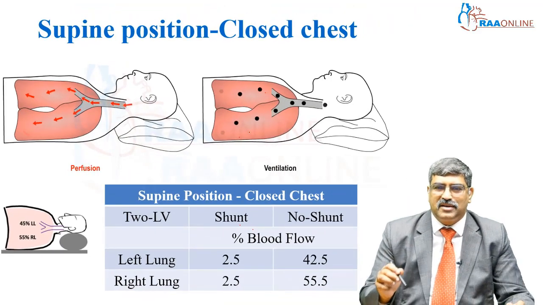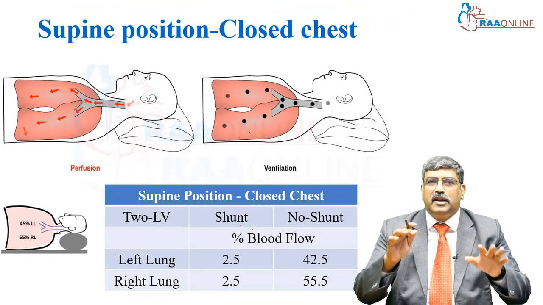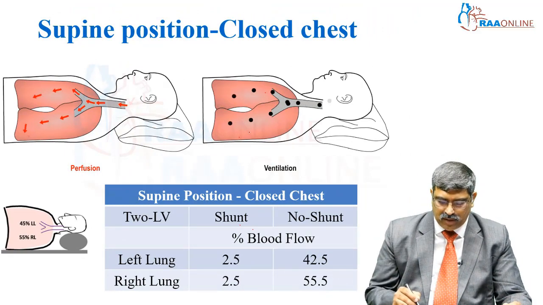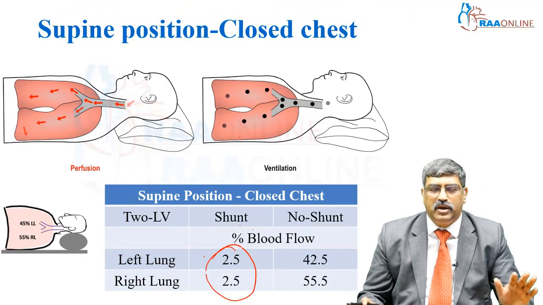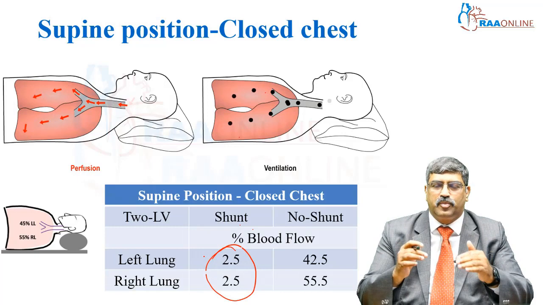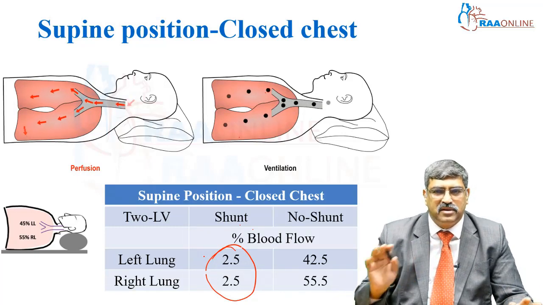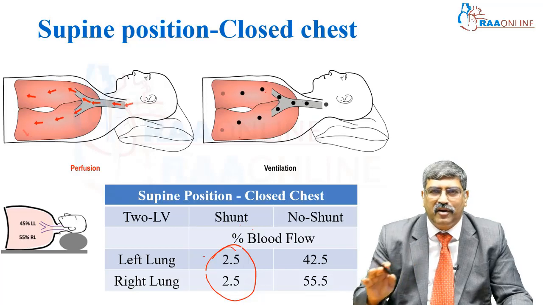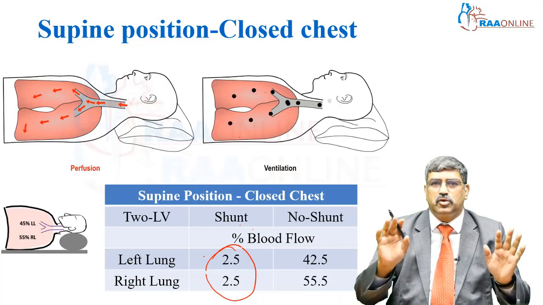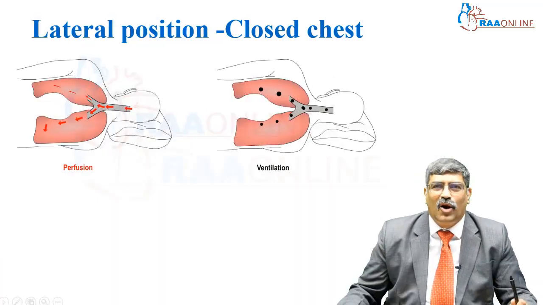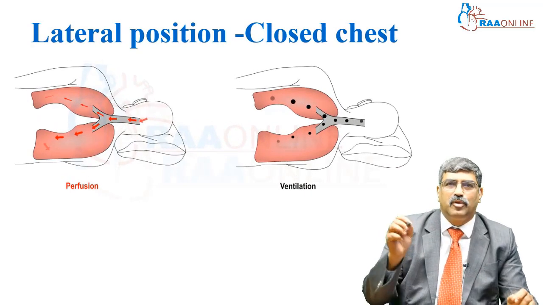So if you look at the summary of the ventilation perfusion in supine position, there is not much shunt in both the lungs. Both lungs contribute an equal amount of shunt, which is insignificant. In supine position you don't have much of a problem. This is supine position, closed chest. Now coming to lateral position.